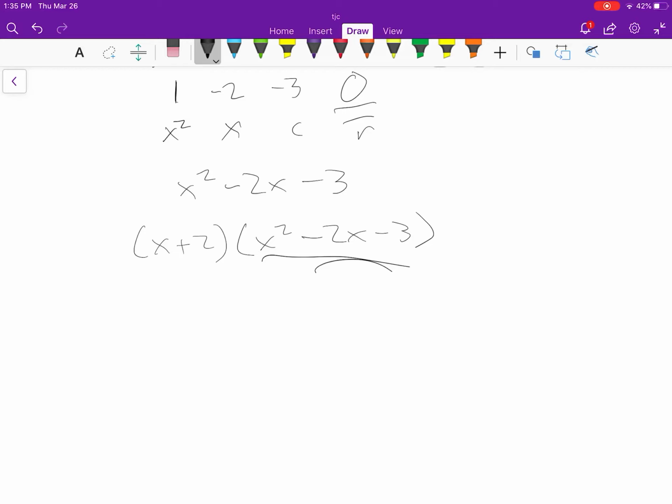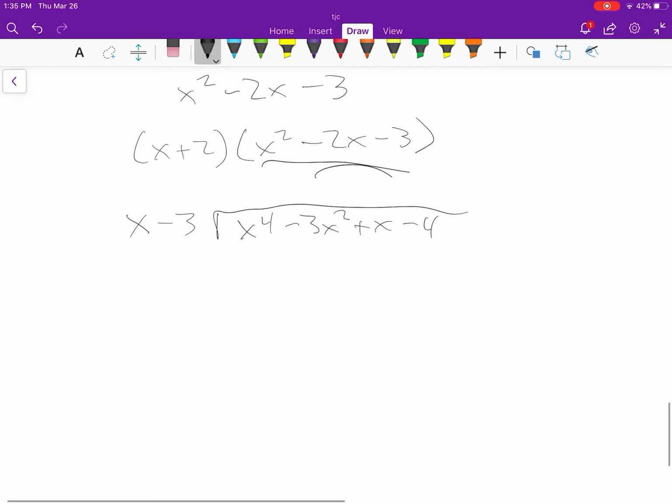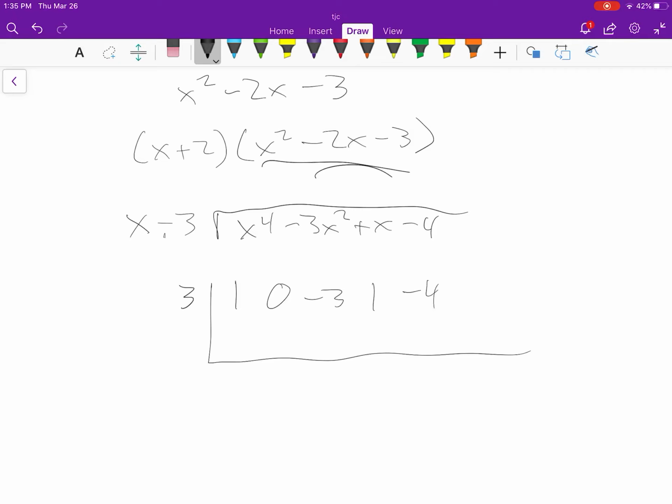All right, let's do another one. Say we want to do this. We want to use synthetic division, so we set it up. Notice it works because this is a binomial. We put a 3 here, taking the opposite sign. Then we put a 1, a 0 for the x cubed, -3, 1, and -4. Then we bring down the 1.